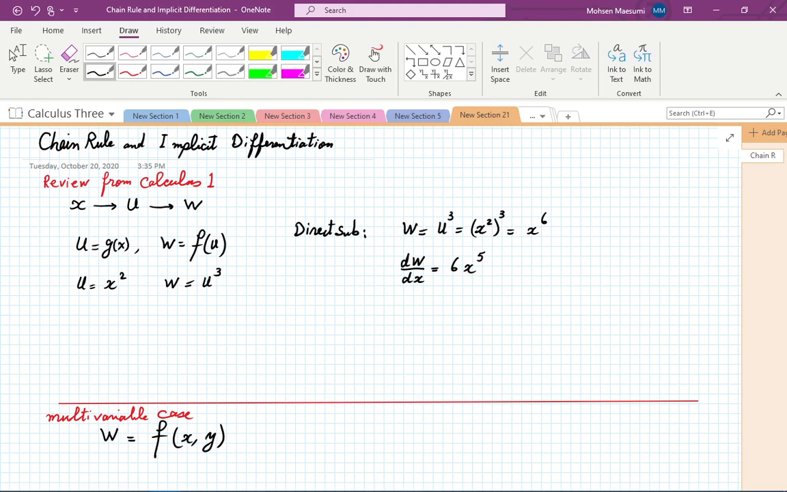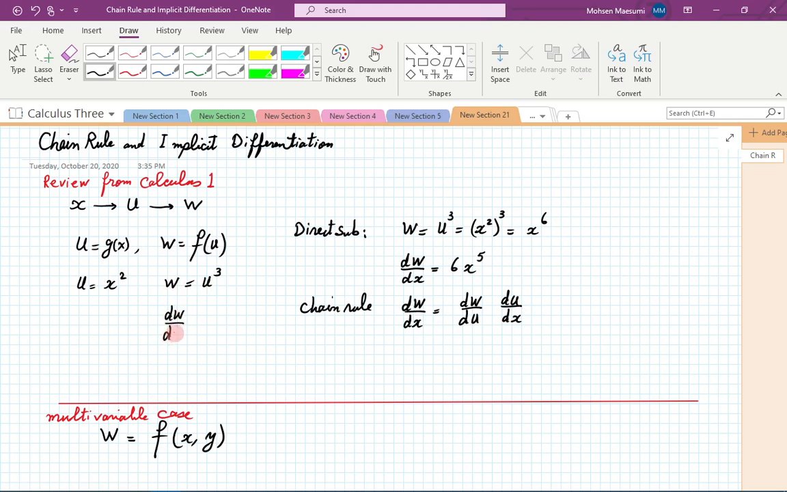Well, if a unit of change in x causes a certain change in u, and the change in u causes a certain change in w, then the change in x causes a change in w. And how does that go? The rate of change of w with respect to x by chain rule, so here's the chain rule, is the rate of change of w with respect to u times the rate of change of u with respect to x. So dw/du, that's easy to find.